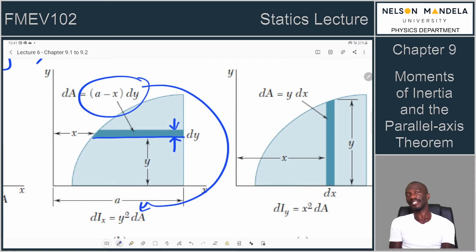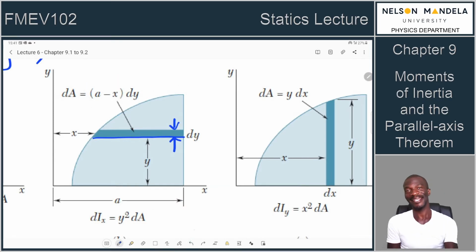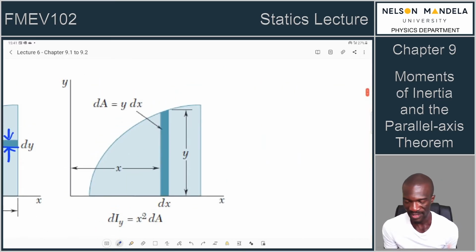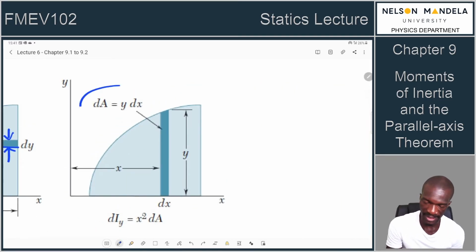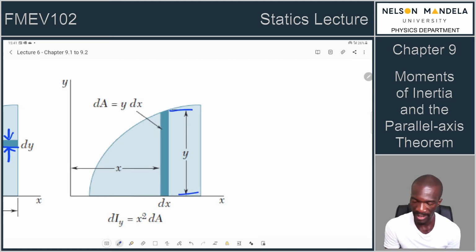Then you can integrate dI in the x in order for you to get Ix. And you can also differentiate Ix to get your dI in the x. It depends on what you want to do. Right, vertical strip, same applies. Our dA is defined as our y dx. So this is our y multiplied by the thickness of the strip, which is dx, because it's a vertical area element. So our moment of inertia about the y-axis becomes x squared dA.